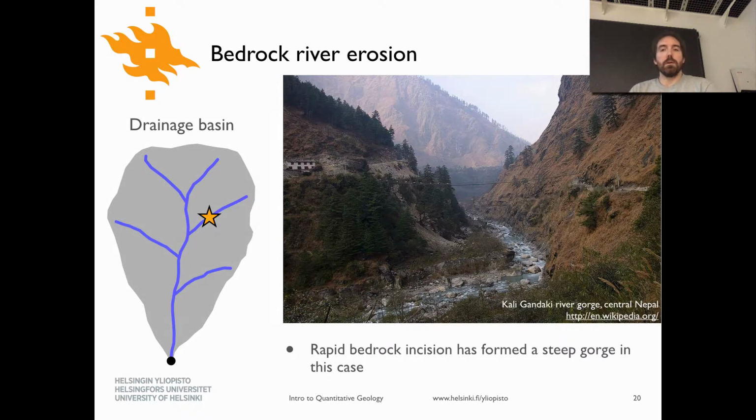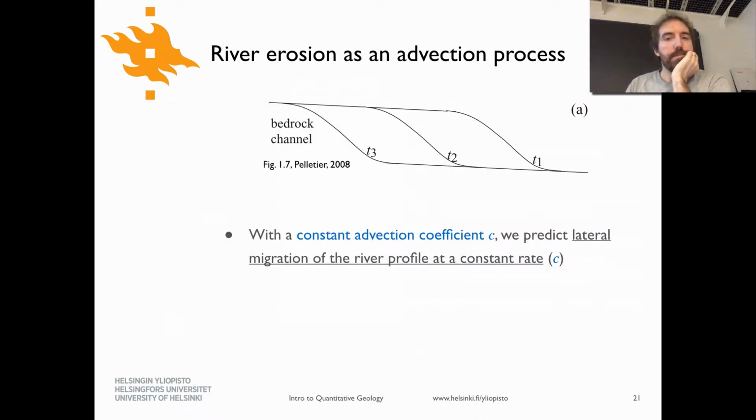But if we're someplace like this where it's steep, where the river has carved a nice channel into the bedrock, formed a nice steep gorge at high elevation, then we can certainly use this advection type of equation. So the example we saw before of this channel that's migrating to the left from time 1 to time 3 is if we assume that the advection coefficient C is a constant. And I've mentioned that that's not the case in nature.